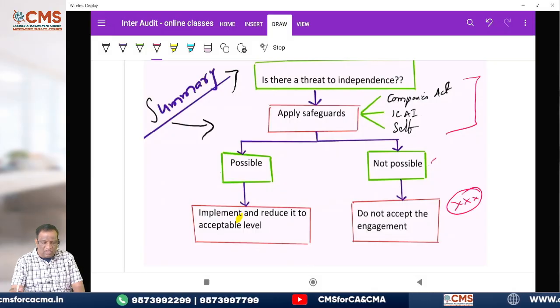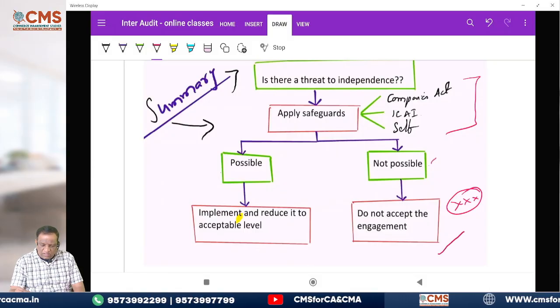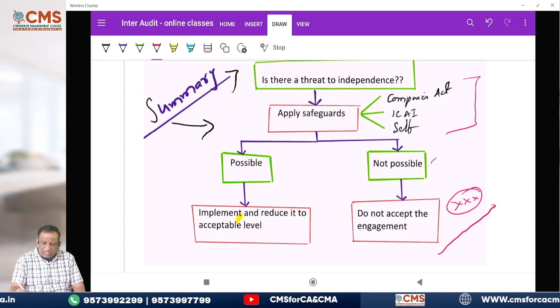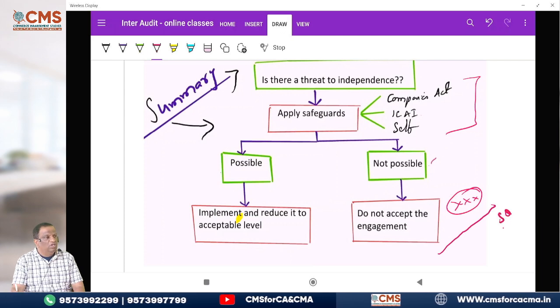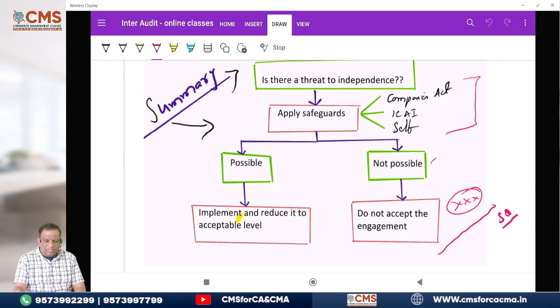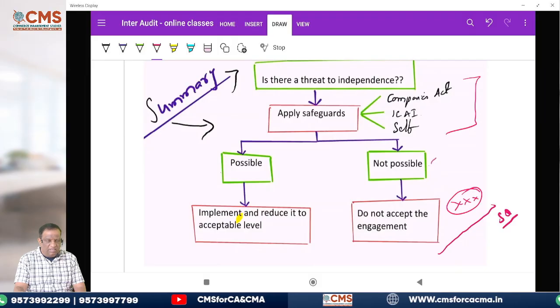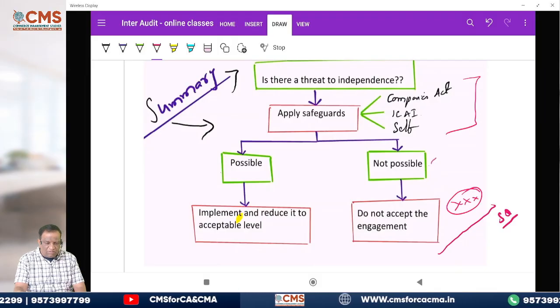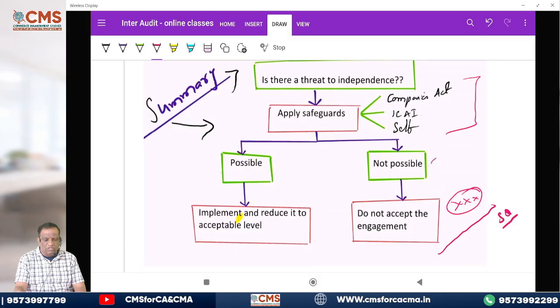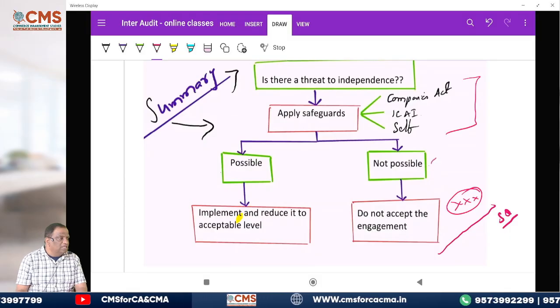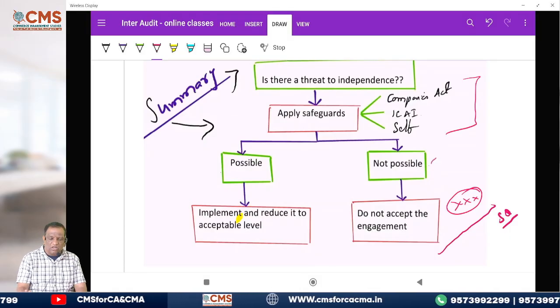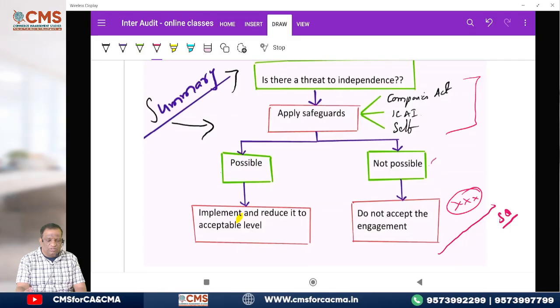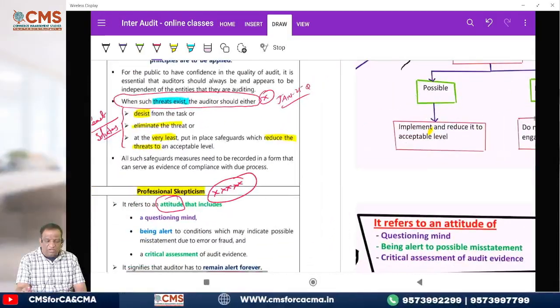So in this entire chart, this piece, that is why I marked it, can come as a short question for you. What should an auditor do if there is a threat to independence, but he is not in a position to apply safeguards? If there is a threat to independence, and you are not in a position to apply safeguards, then better not to accept that engagement. So this last point is the reason why you study this table.